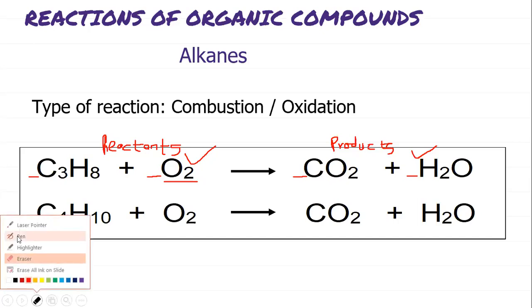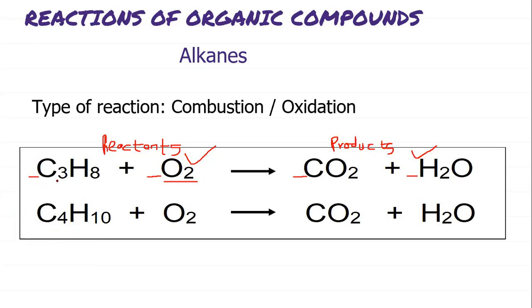So we are first going to check how many carbons we have on the left. I can see it's a C3, so I have 3 carbons on the left-hand side. Then I check the right-hand side. I can see that it's C. There I actually have an invisible 1, so I have 1 carbon on the right. So the number of carbons on the left is greater than the number of carbons on the right, so I need to balance the number of carbons on the right-hand side.